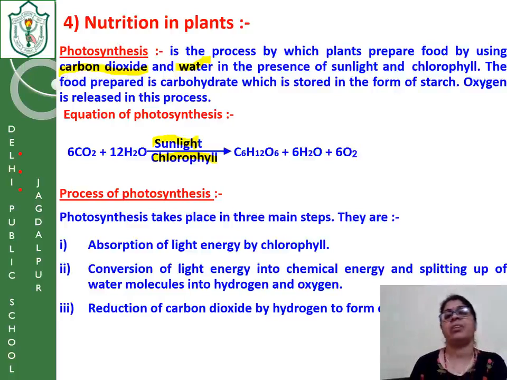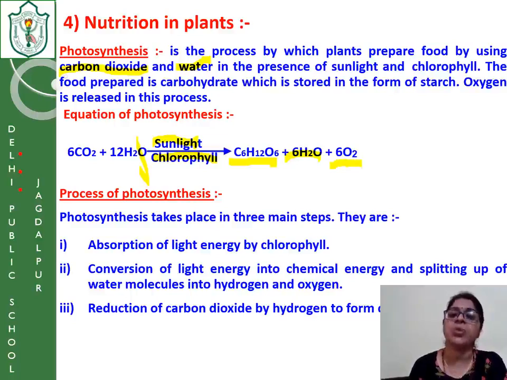What actually happens? This water molecule splits up into hydrogen and oxygen. When it splits up, the hydrogen combines with the carbon dioxide and changes into a glucose molecule. You can see that glucose molecule is formed, and water molecule is formed, and oxygen is formed. So this is the complete equation for photosynthesis.